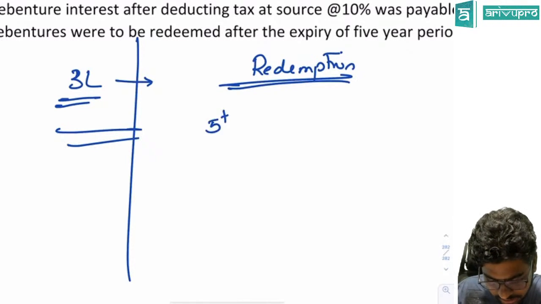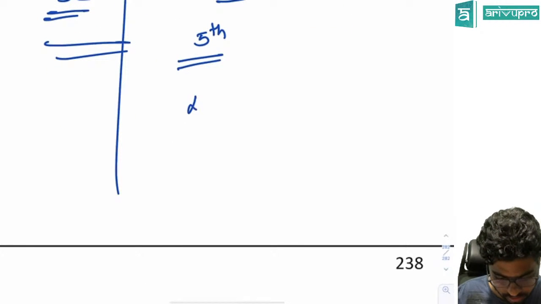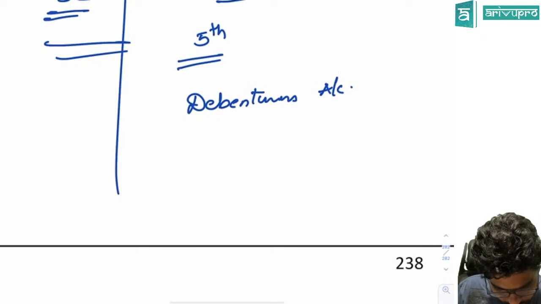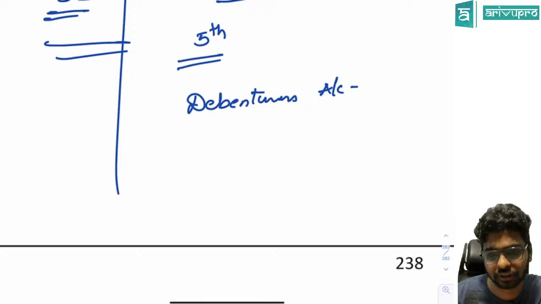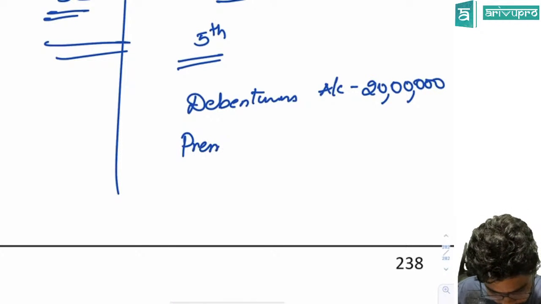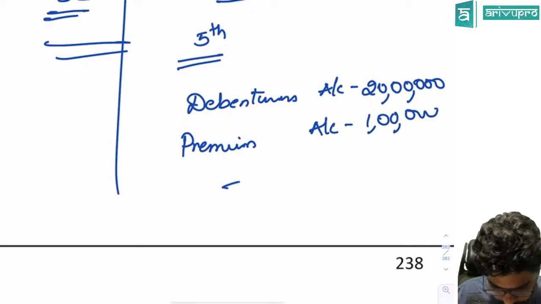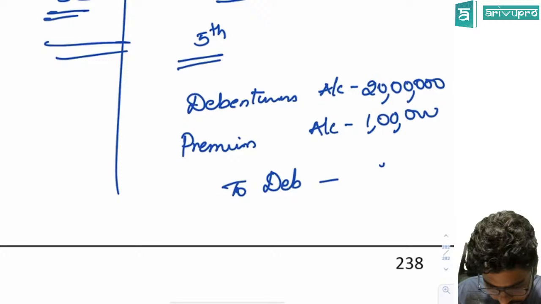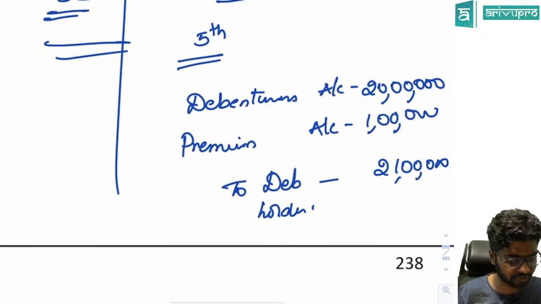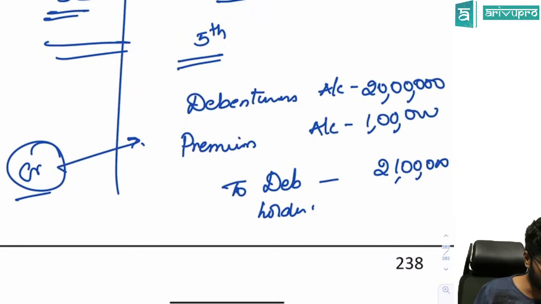See, in the fifth year, when you're paying back the debentures, what is going to be the journal entry? Debentures account debit 20 lakh, premium on redemption account 1 lakh, to debenture holders 21 lakh. Are you guys clear? So the first entry's credit gets cancelled by debiting it. Are you guys clear?